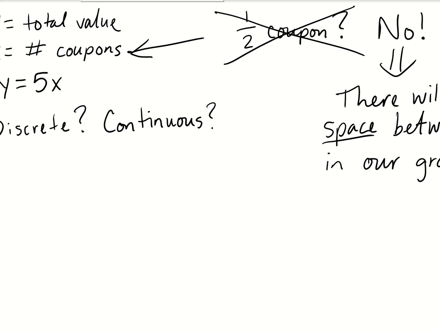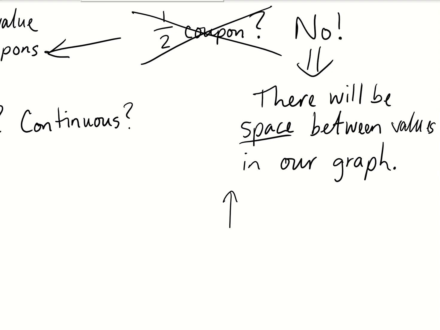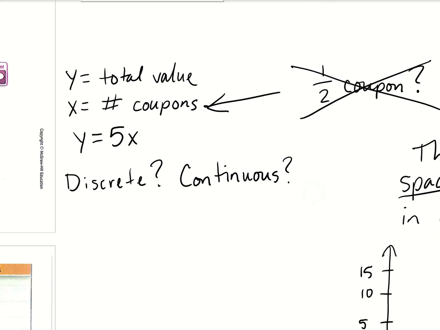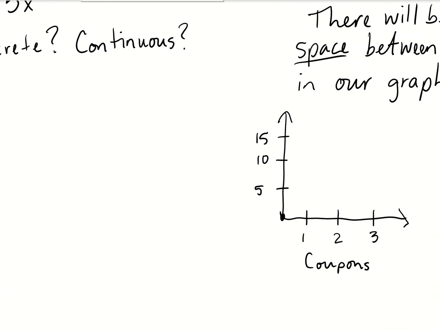If I were to graph that, just to show this to you, here's 1, 2, and 3, and let's say this is 5, 10, and 15 for your Y values. At 0 coupons, and I should put that in, I should label my graph. The x-axis is our number of coupons, and what do we say? Total value is our Y value.